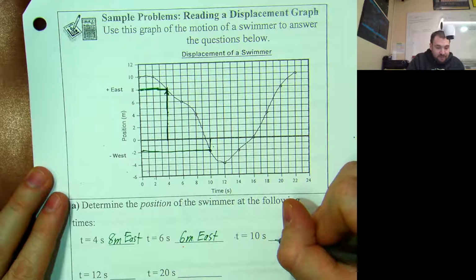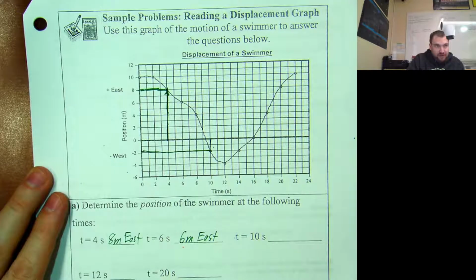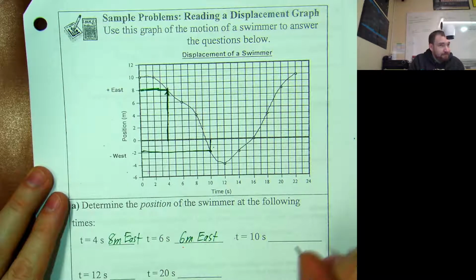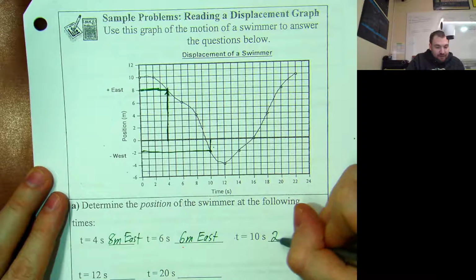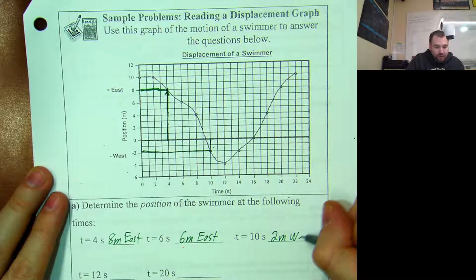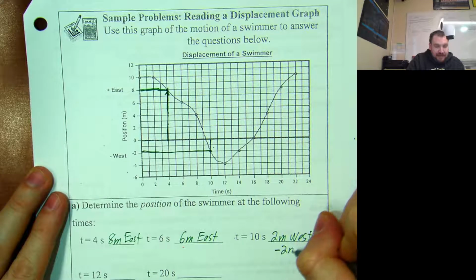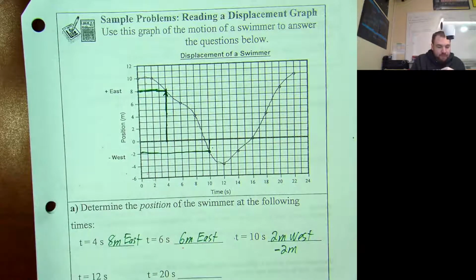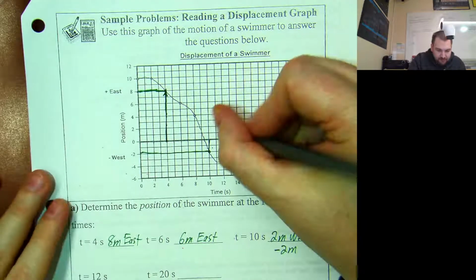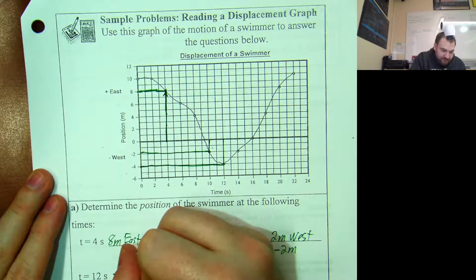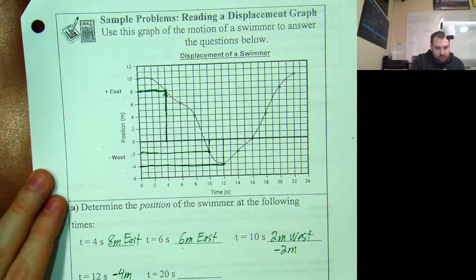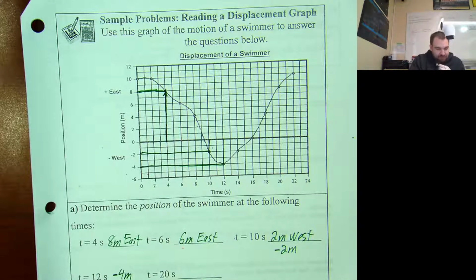Careful. Is it negative 2 meters or is it 2 meters west? Both are acceptable, but which one do you want? You can't combine them. You could say 2 meters west, or you could quote this thing as negative 2 meters. You can't do both. 12 seconds. Negative 4 meters. Okay. Now we're combining negatives and both. That's fine. 20 seconds, where are we at?